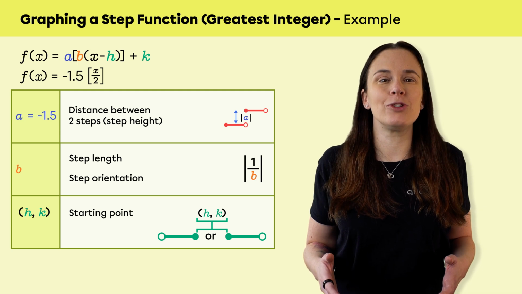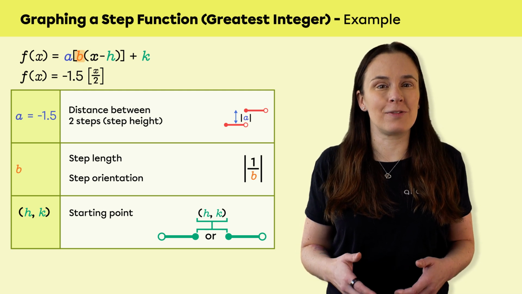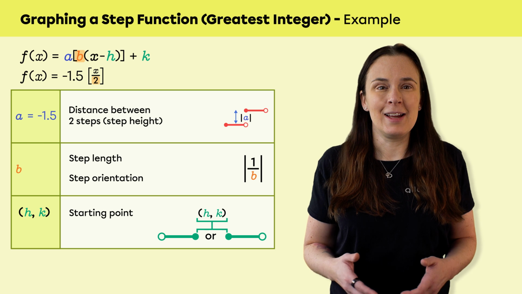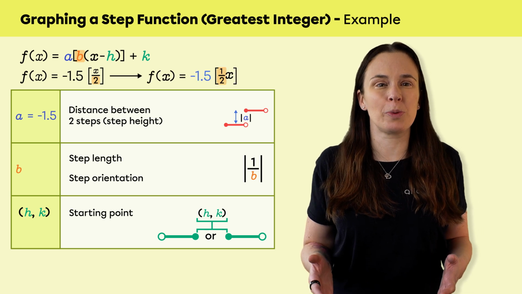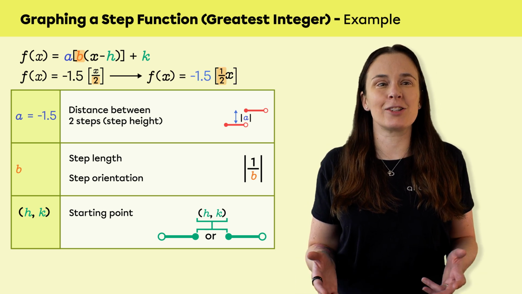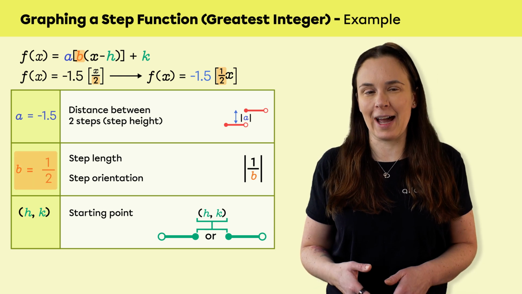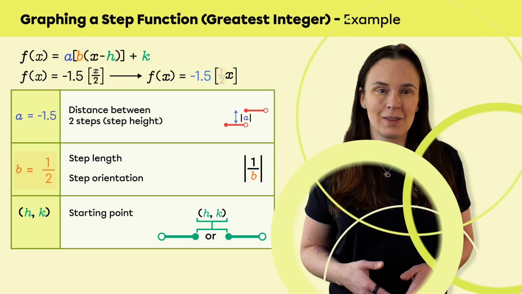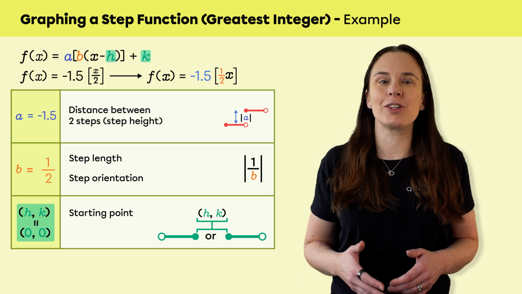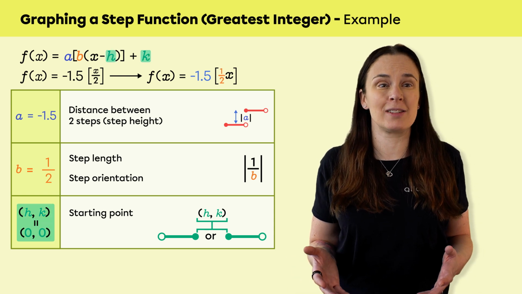To determine the value of b, you need to write division by 2 another way. Dividing by 2 is the same as multiplying by 1/2. Inside the square brackets, there is now 1/2 times x, so b is equal to 1/2. The values of h and k are 0 and 0 since there are no other terms inside or outside the square brackets.